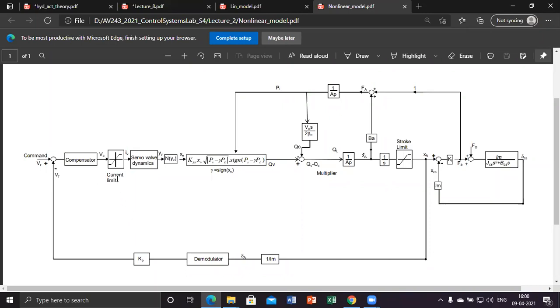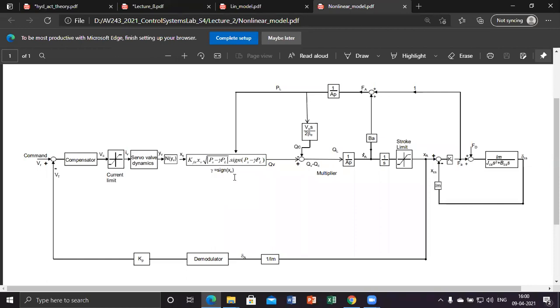Then there is some current limit, because wherever we attach some power amplifier, there is a maximum. Here is 10 milliampere or 1 milliampere. Okay, it's written there. I think it's plus or minus 1 milliampere is the maximum current. Then servo valve dynamics, the second order dynamics. Then comes N of YV, converting YV to XV. This is the servo valve flow equation.